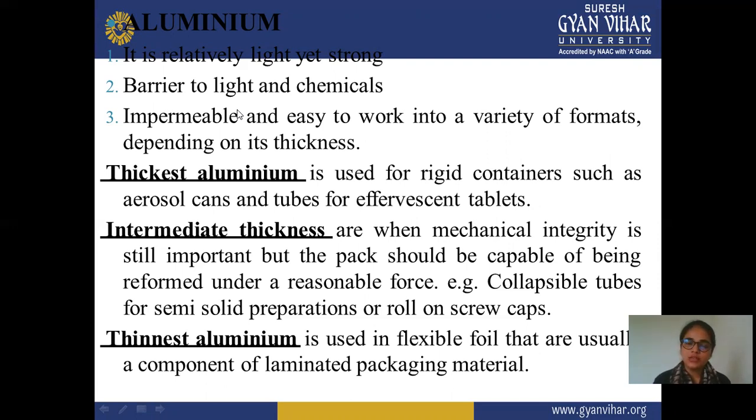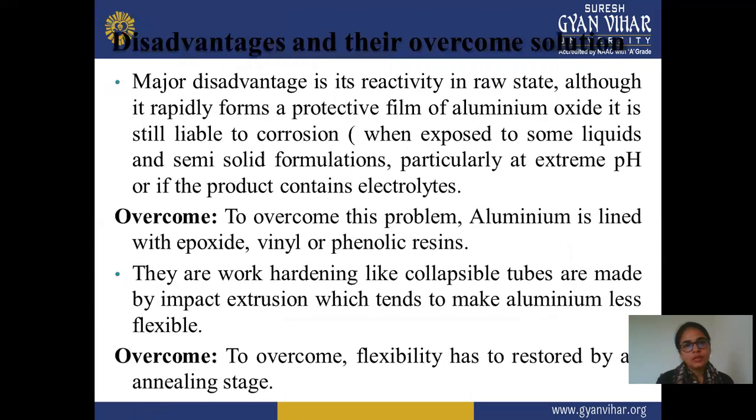And next is the thinnest aluminum. It is used in flexible foil. They are usually a component of laminated packaging material. So these are the types of aluminum. It has good strength but is light in weight, so it can be considered an advantage of aluminum. The types are thickest aluminum, intermediate thickness, and thinnest aluminum. These are the 3 types of aluminum according to thickness.